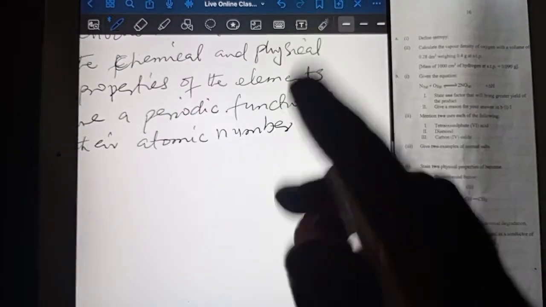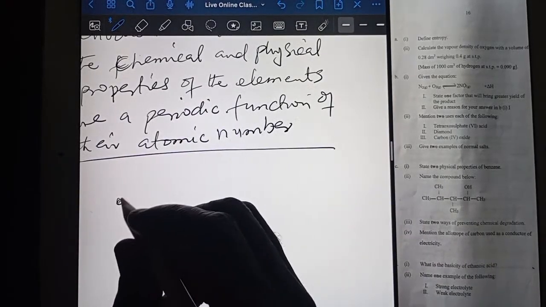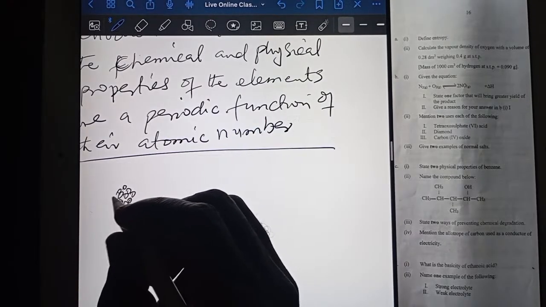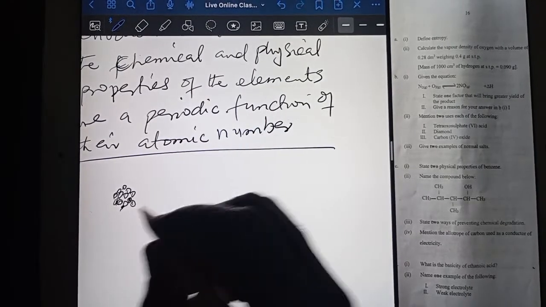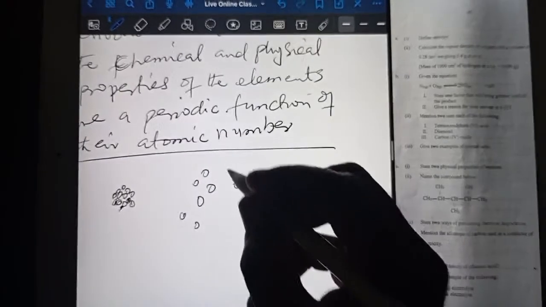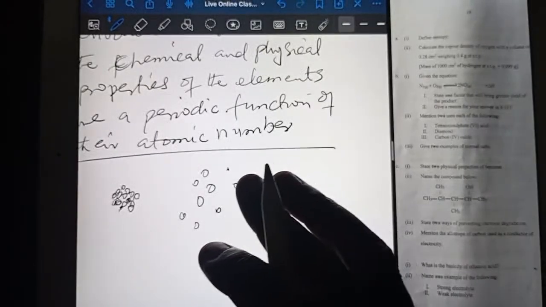Watch this. If we have this molecule, sample A, you see, this is not scattered, it's organized. Then we have another sample B. This is somehow not giving us any uniform shape.